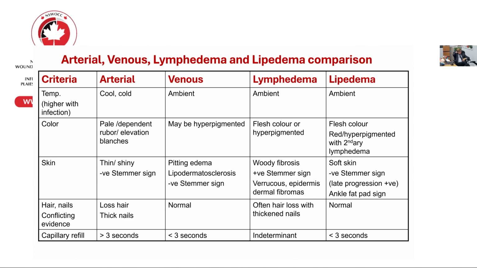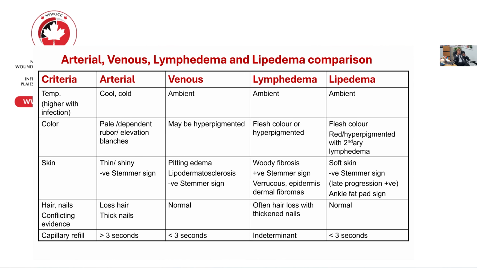Feel the foot, it's cold. And the other thing is, ask them when they walk, do they get pain in the back of the calf? And there are various levels, which you'll hear about in the arterial talk, the Fontaine classification, where they get pain at rest versus pain with a very, very short walk versus a longer walk versus pain that occurs only after walking quite a distance.